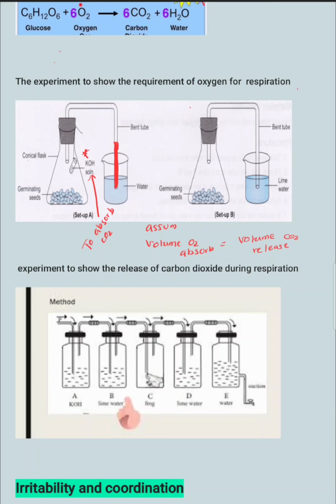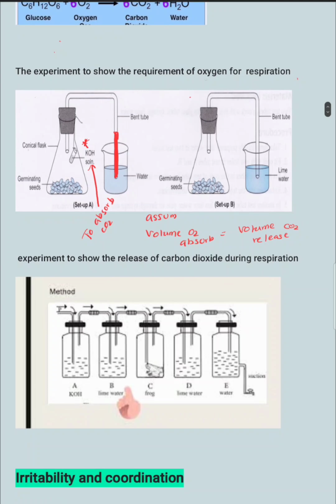Right? Then it is the experiment to show the requirement of oxygen for respiration. For this vessel, you can use germinating seeds, because the germinating seeds are living organisms. Then they do cellular respiration. Instead of germinating seeds, you can use small insects or animals too.